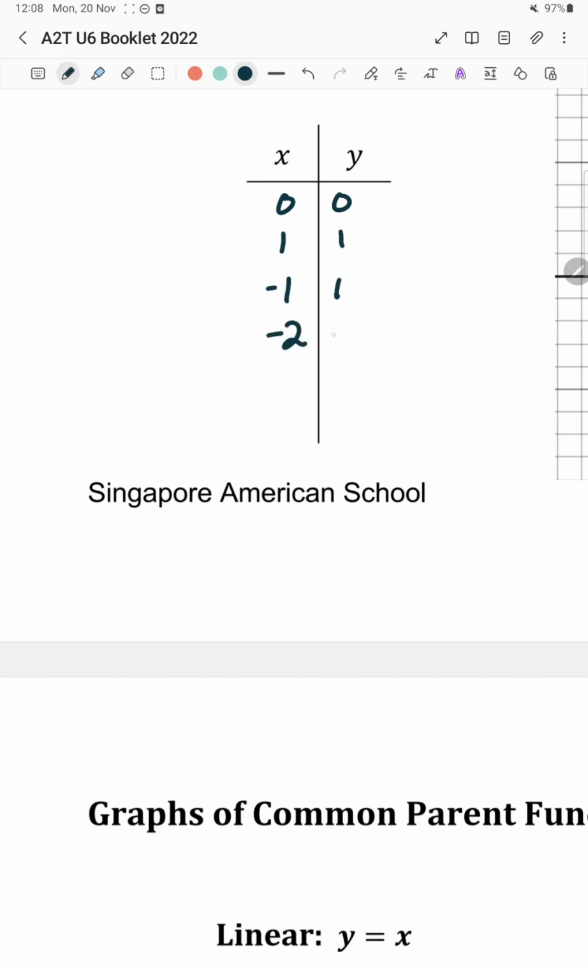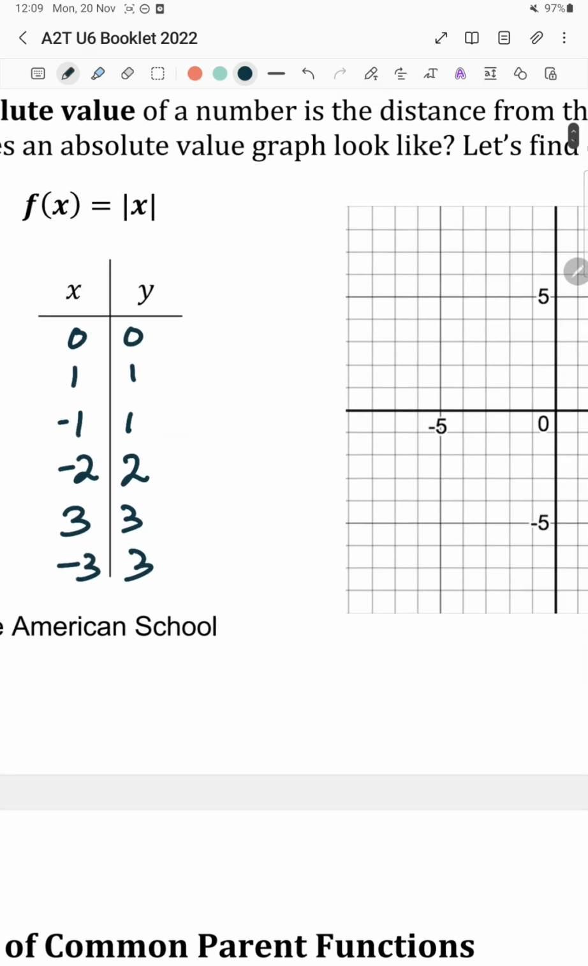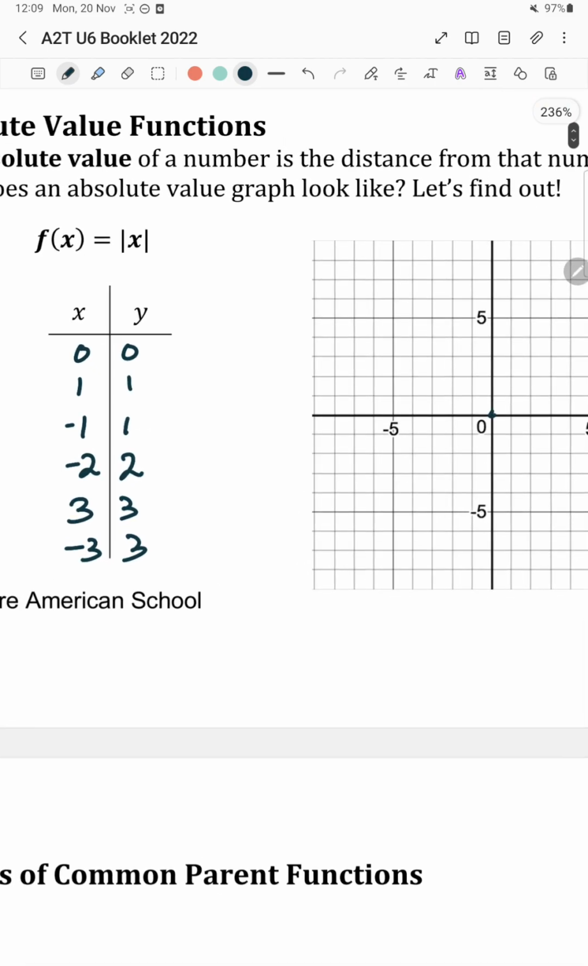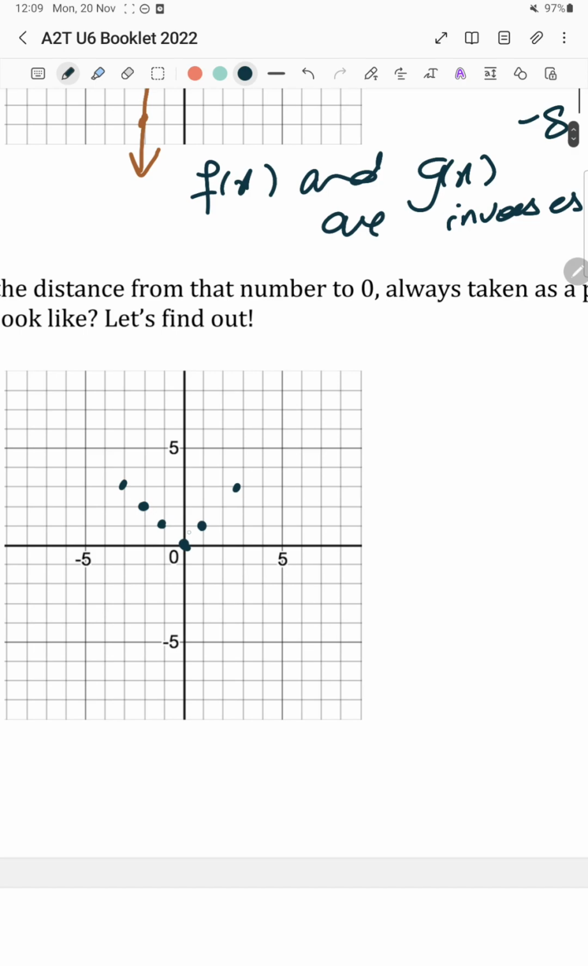The absolute value function will make the negative numbers answer in the positive way. All negative numbers will answer in the positive way. Okay, so 0, 1, 1, minus 1 will also give the answer positive 1, minus 2 with positive 2, 0, 1, 2, 3 with positive 3, negative 3 with positive 3. So the absolute function is going to go in this direction.